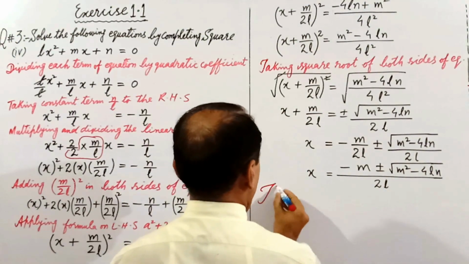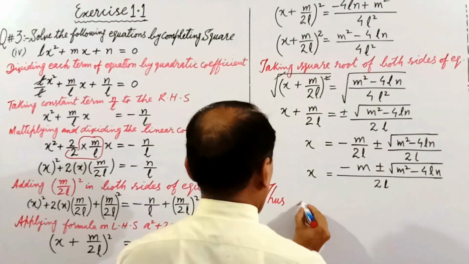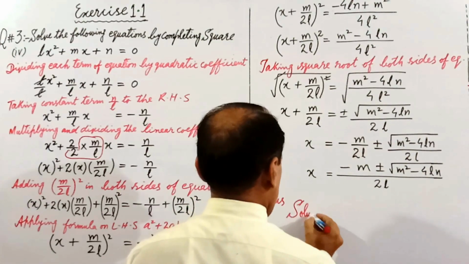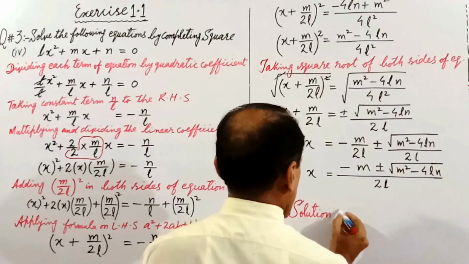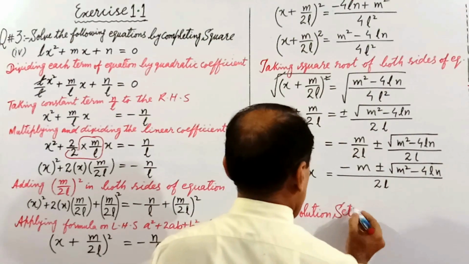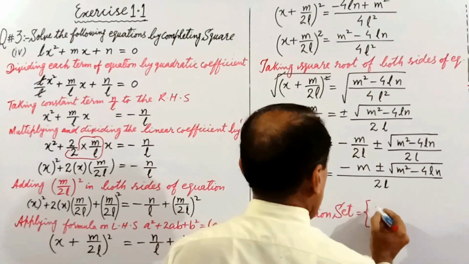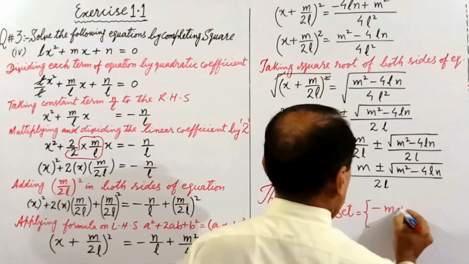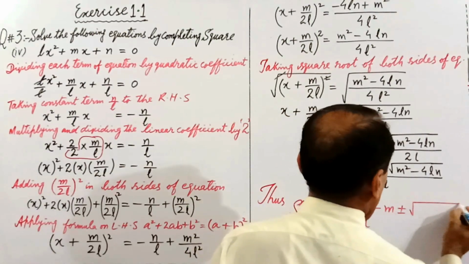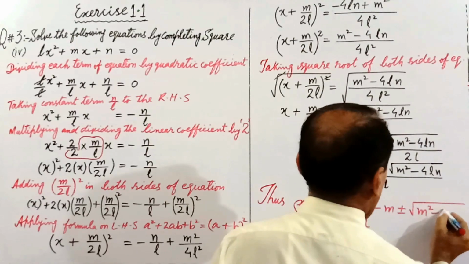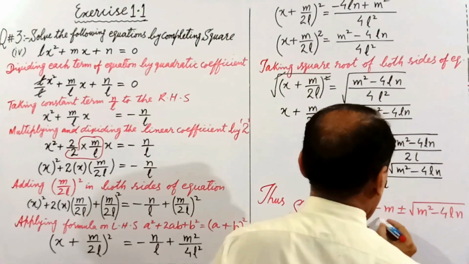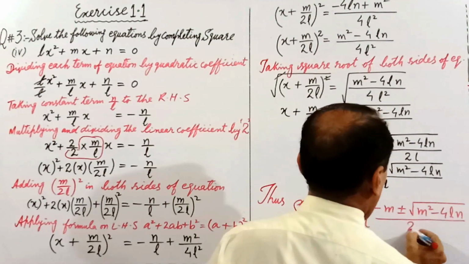Thus the solution set is minus m plus minus square root of m square minus 4ln, whole divided by 2l.